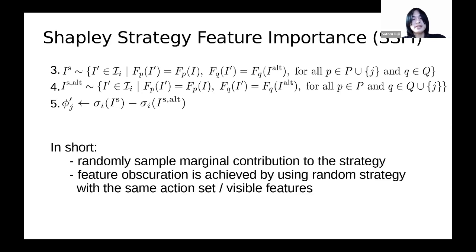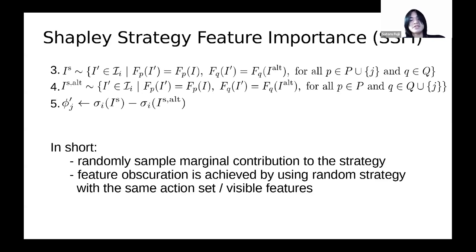Feature J is the same as the target info set I in step 3, while feature J is the same as I alt in step 4. And in step 5, lastly, the difference of strategies between info sets sampled in 3 and 4 is calculated, and the average of them is the SS5 vector of feature J. Well, in short, this algorithm randomly samples marginal contribution to the strategy, which itself is already known.